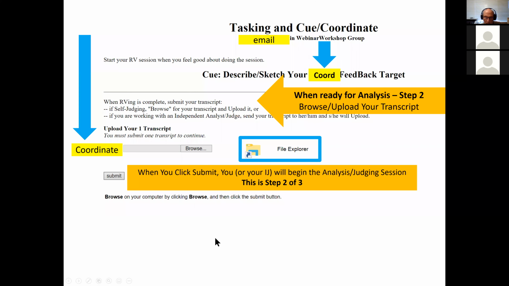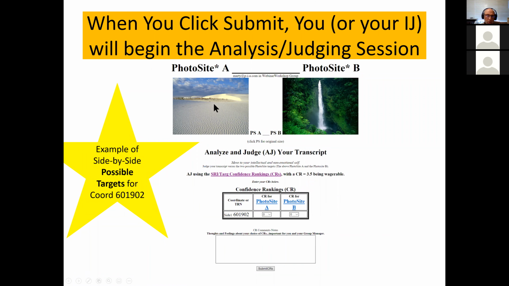Now, the way I programmed it now is the first photo comes up by itself, and I recommend you judge that one all by itself on your transcript. And we'll show you how to do the judging in a moment. But ultimately, you come up with a TARG 0 to 7 confidence scale.